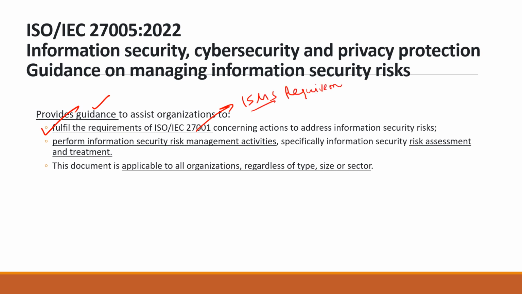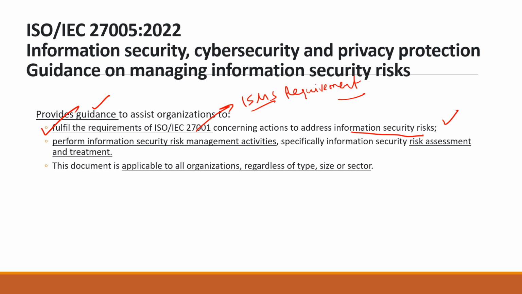Now to fulfill this requirement, there are clauses where we talk about risk, and that's what it is saying. This guidance, 27005, provides guidance to assist the organization to fulfill the requirement of ISO 27001 concerning actions related to addressing information security risk. So this guidance can be helpful in addressing the actions which are required to address the information security risk.